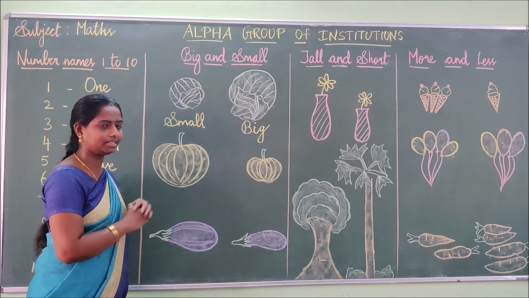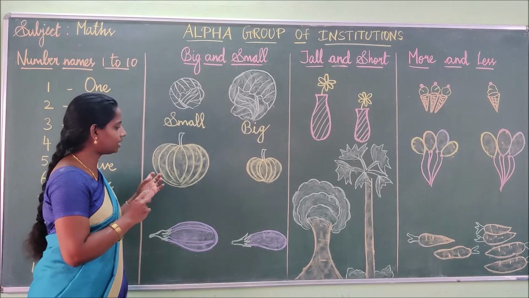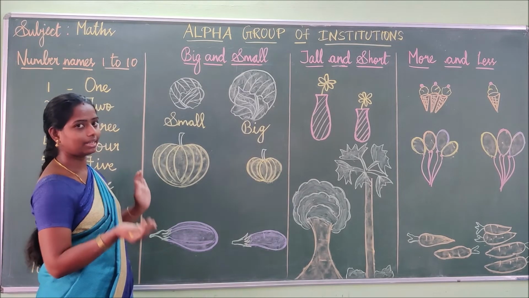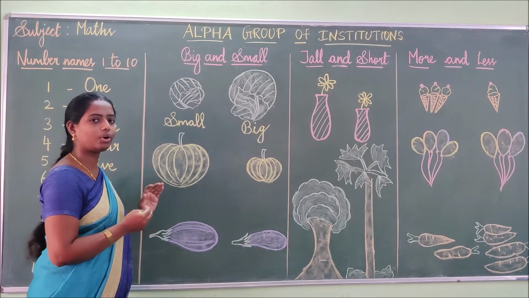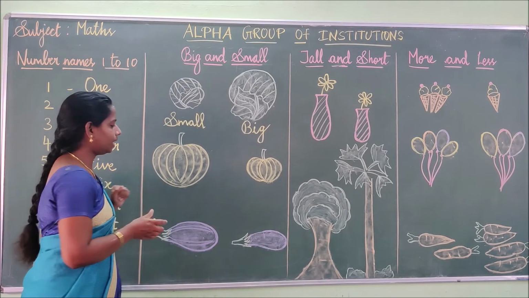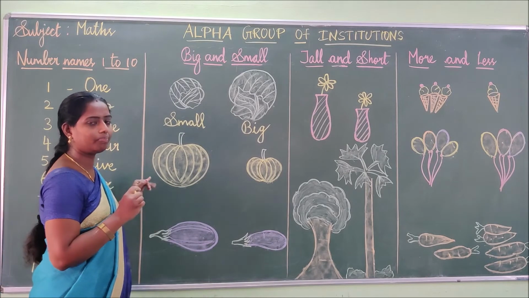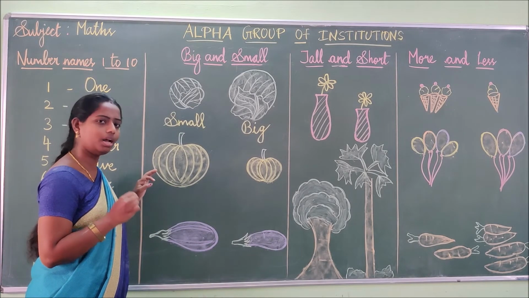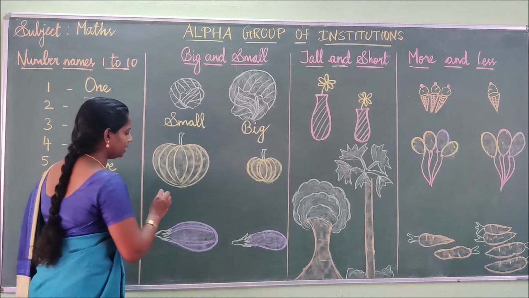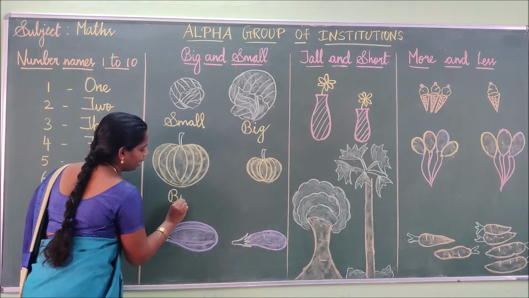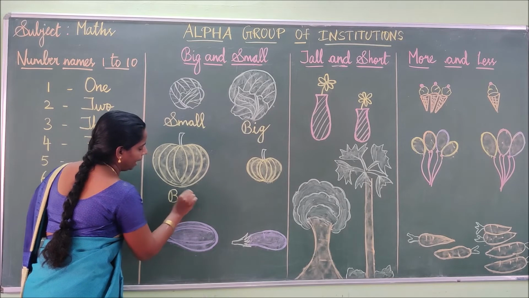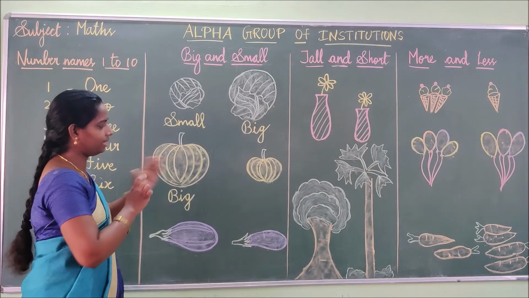Shall we write which is big and which is small? Okay, see what I said. It is a very big pumpkin. When compared to this, this is big. So you have to write big pumpkin here. Already I told you the spelling for big. Shall we write here, children? B-I-G. Big. It is bigger than this pumpkin.